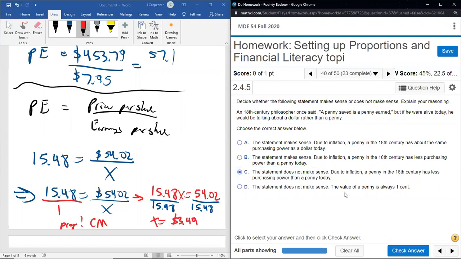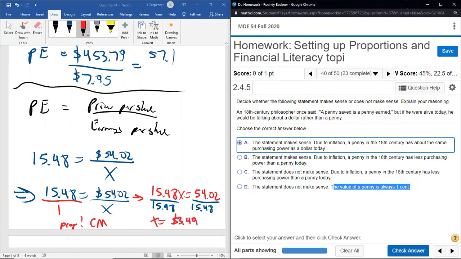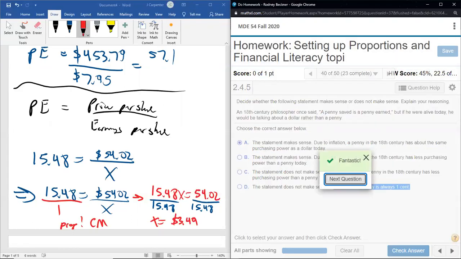All right, the statement does not make sense. The value of a penny is always 1 cent. Okay, yes, the value of a penny is always 1 cent, but inflation causes the value of that penny to change over time, to be able to buy you a loaf of bread initially, and then no longer be able to buy you a loaf of bread. It seems like A was the only answer that made any kind of sense. Maybe it was C, maybe it was B, but it was A.